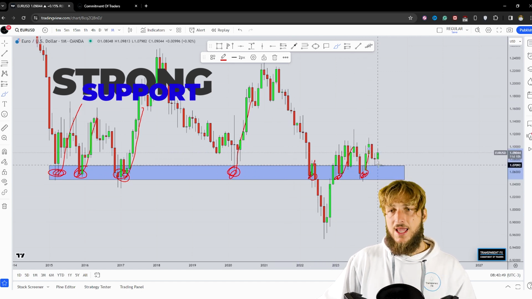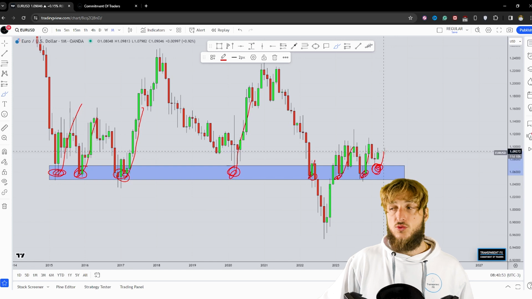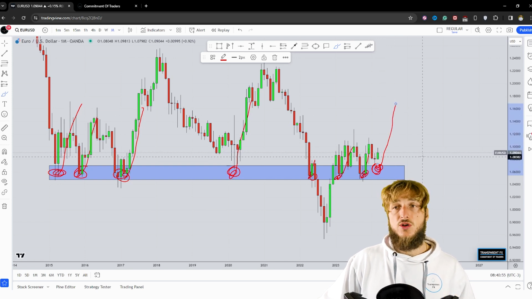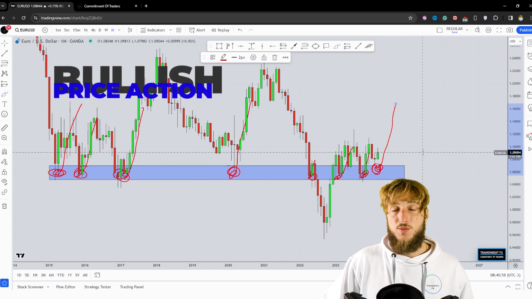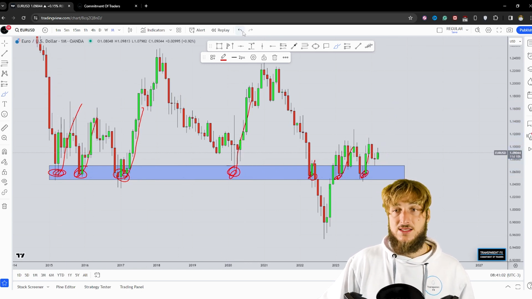And what we can see is that at the moment the market is testing the same zone, has already started rejecting it to the upside. So in a situation like this, we could expect more bullish continuation to be created, as the market has already done in the past every time that it tested the level.